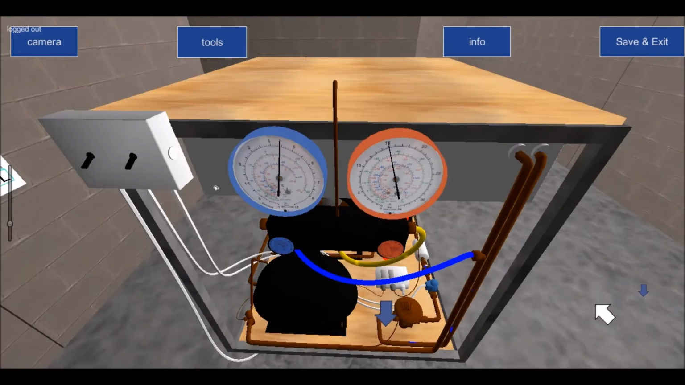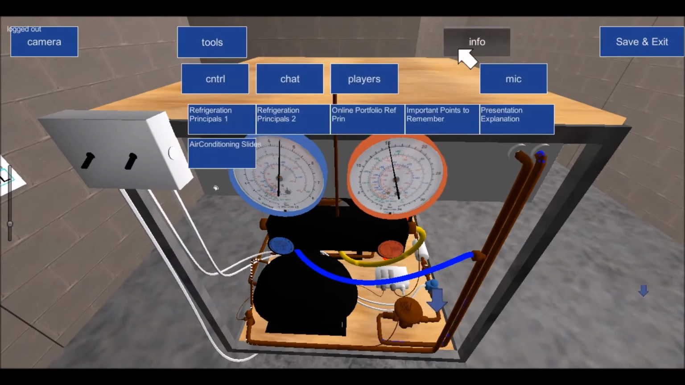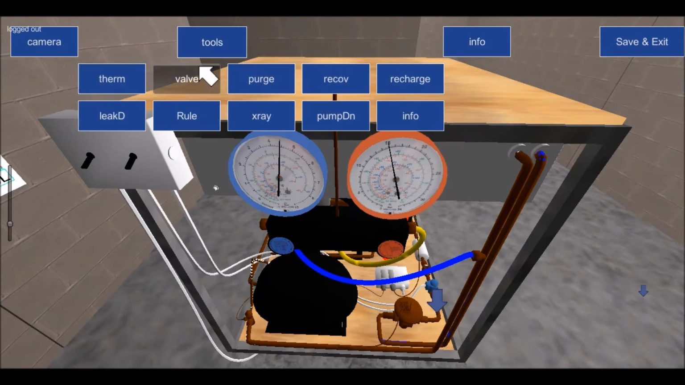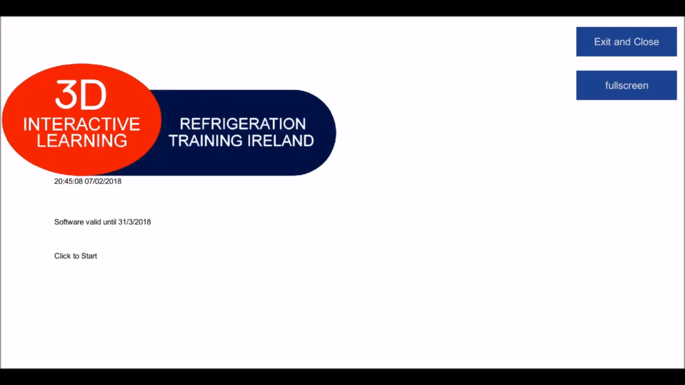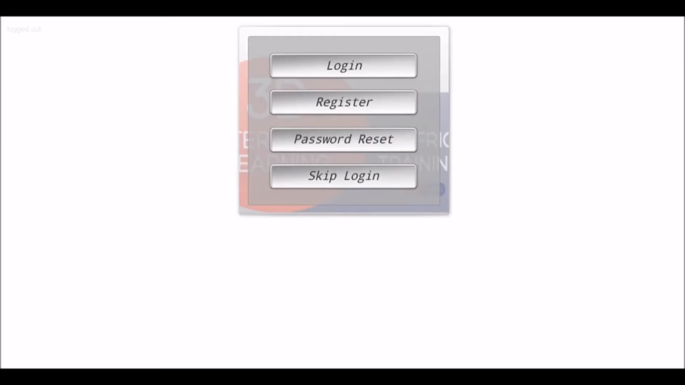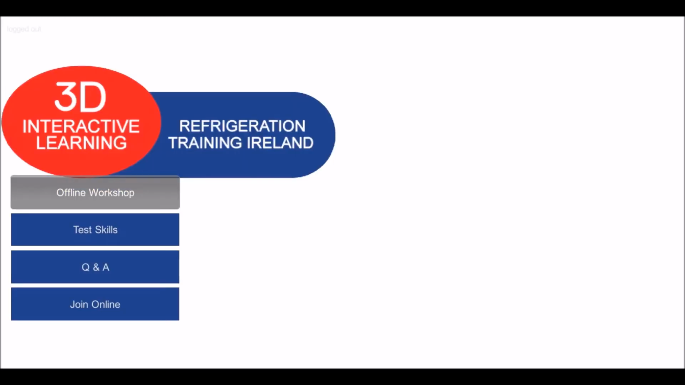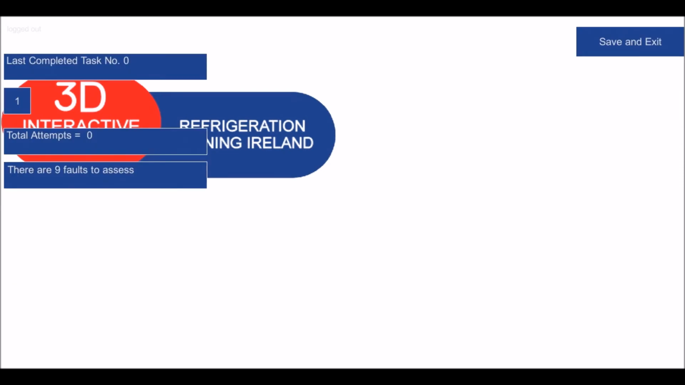So that's a very important question that you asked, because one of the things that we will be doing before we're finished is some troubleshooting. So one of the things you'll be asked to do is go into this test skills area.